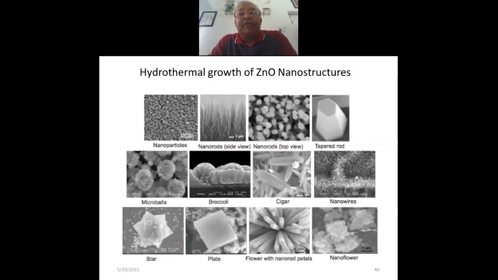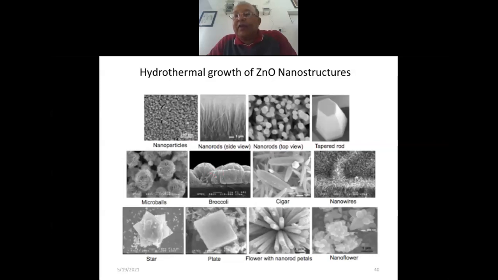Okay, now see these images here. You see so many different shapes, right? Particles, then they have rods, different types of rods. Some are tapered rods, then some are big ball-like structures. You see this one here. It is actually a structure which is my creation.